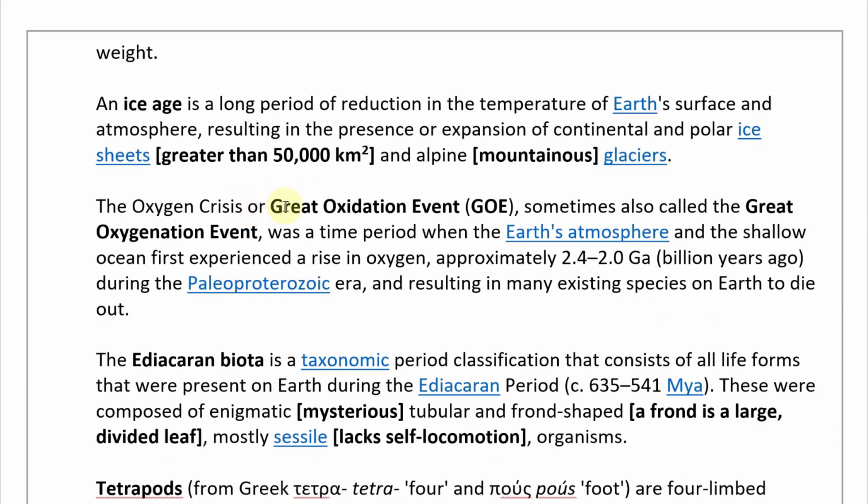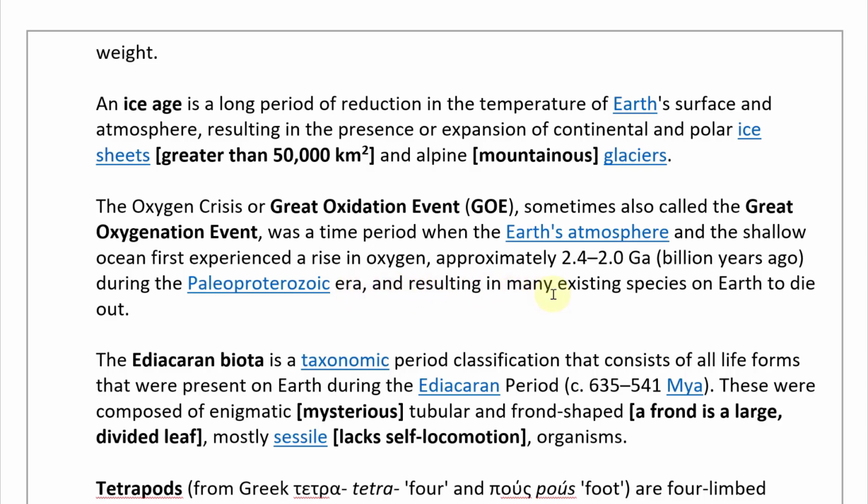So the oxygen crisis, or Great Oxidation Event, GOE, sometimes called the Great Oxygenation Event, was a time period when the Earth's atmosphere and shallow ocean first experienced a rise in oxygen, approximately 2.4 to 2.0 billion years ago, during the Paleoproterozoic era. Oh yeah, so that's era, it's not epoch. But it's still all the same thing, just classification.